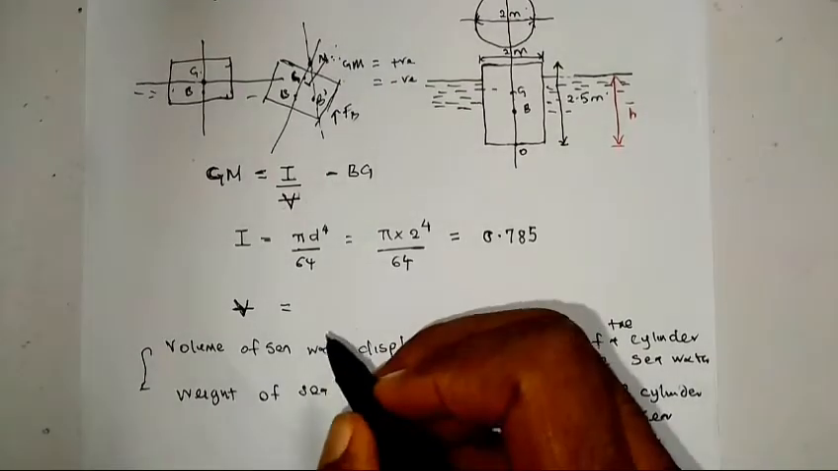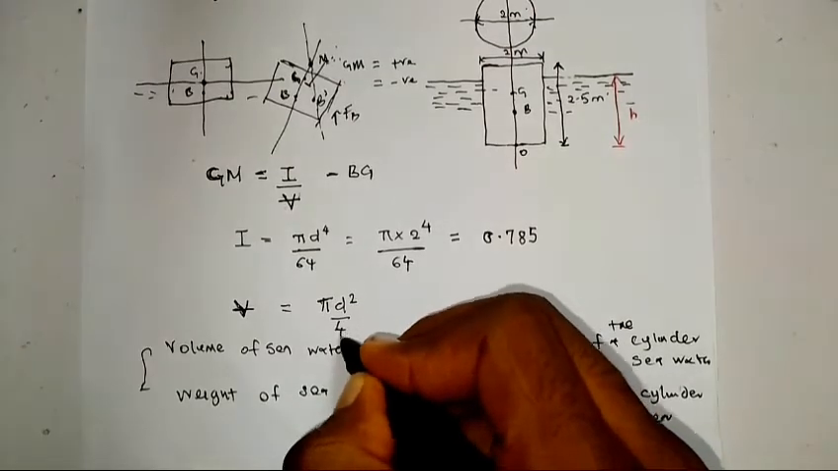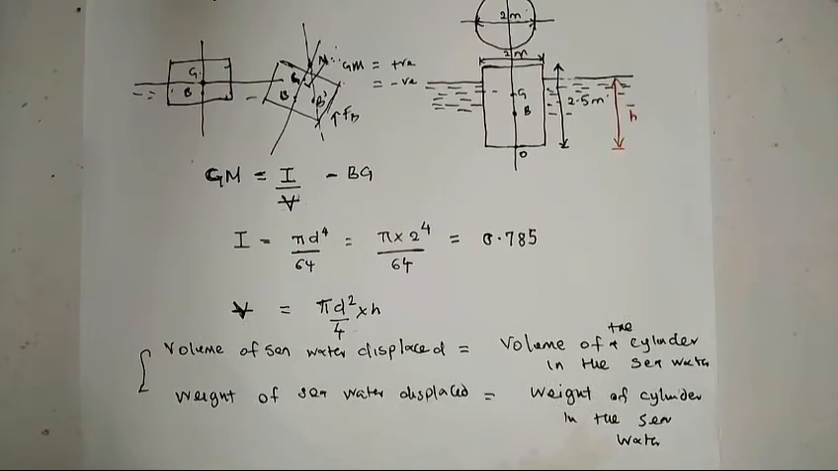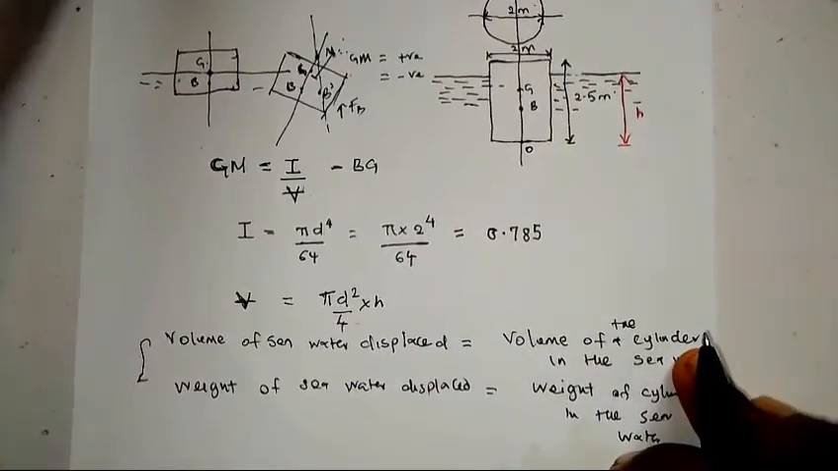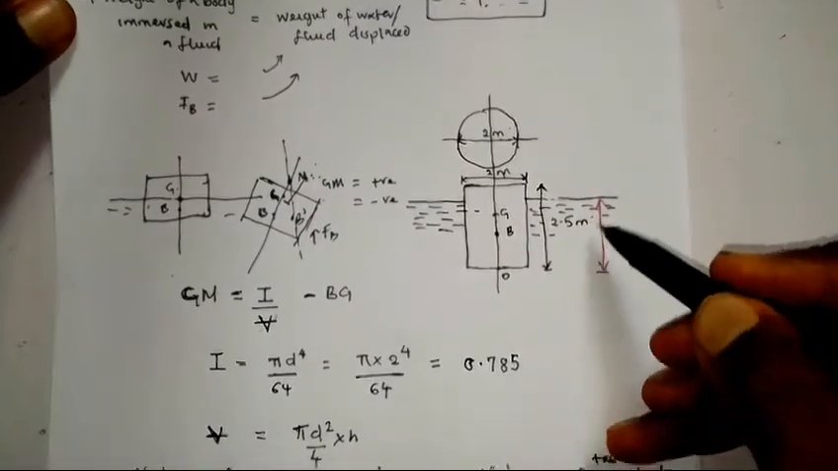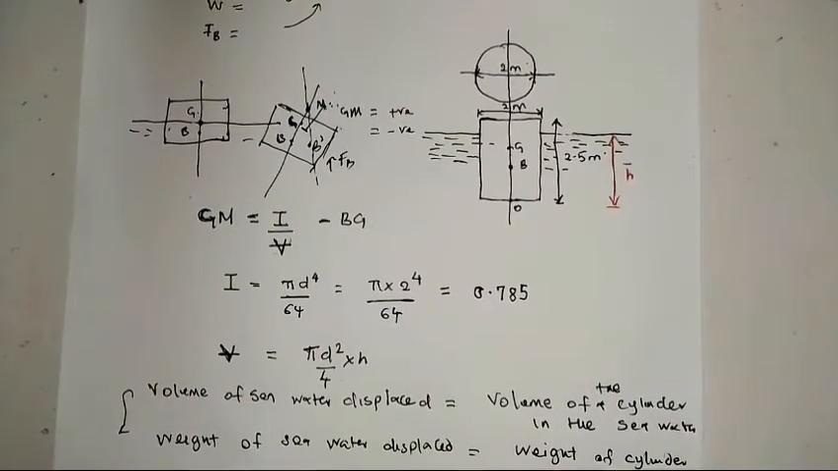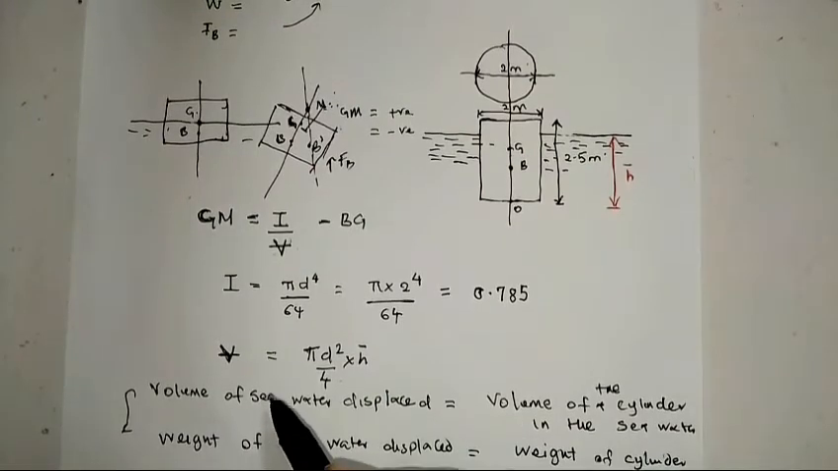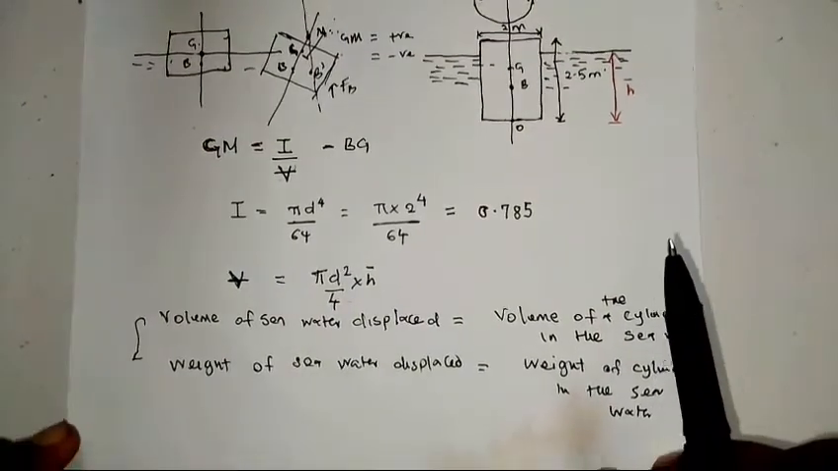So what is the volume of the cylinder? Pi d square over 4 times h is the volume of a cylinder. Here h is not the height of my cylinder, but the depth of immersion of my cylinder in the fluid, so it is called h bar. Now I can calculate the volume of my object in this fluid once I have h bar. So let me calculate my h bar.